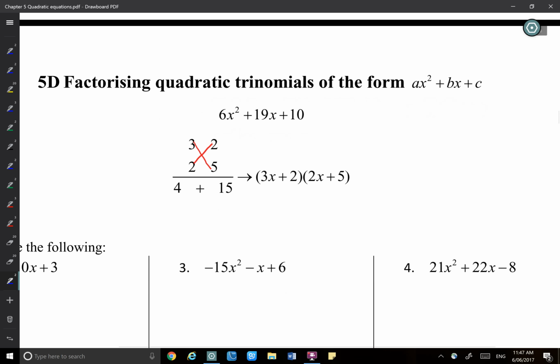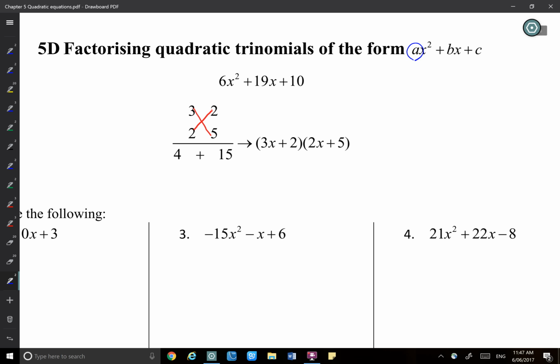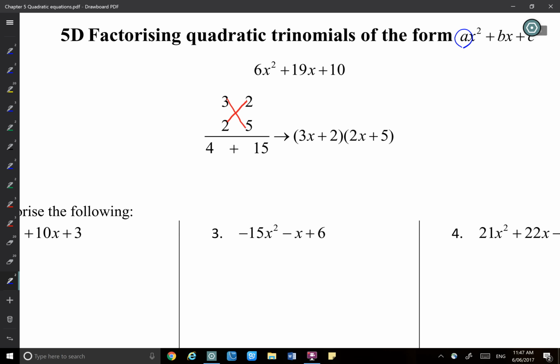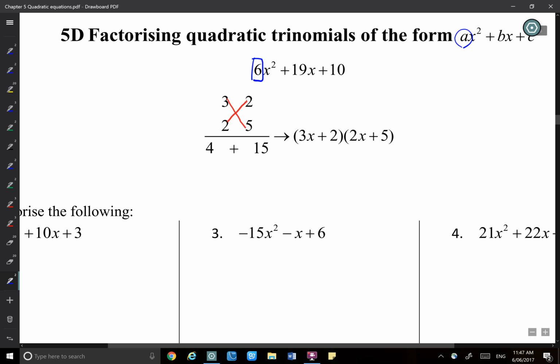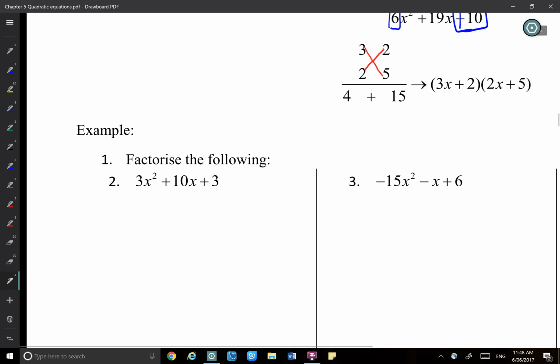Next one. Factorizing quadratic trinomials of the form where you have some number a in front of the x squared. You have more than one x squared. And I want to factorize, find the factor of the 6 and find the factor of the 10, and I'm trying to rearrange them and make the cross multiplication give you the middle number.